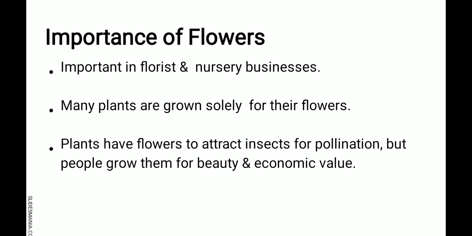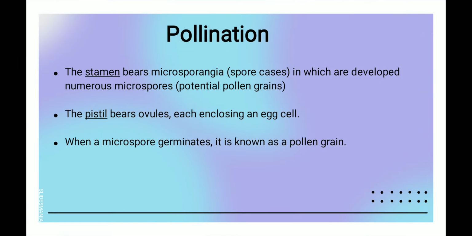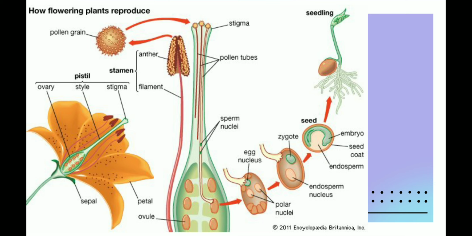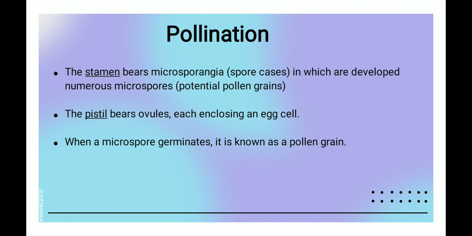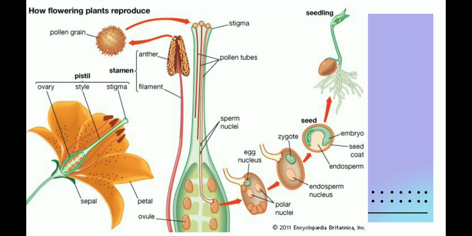Okay. So, reproduction in flowering plants begins with pollination. Okay, it begins with pollination. So, the transfer of pollen from anther to stigma on the same flower or to the stigma of another flower on the same plant is called self-pollination. Or from the anther on one plant to the stigma of another plant, that is what we call cross-pollination.